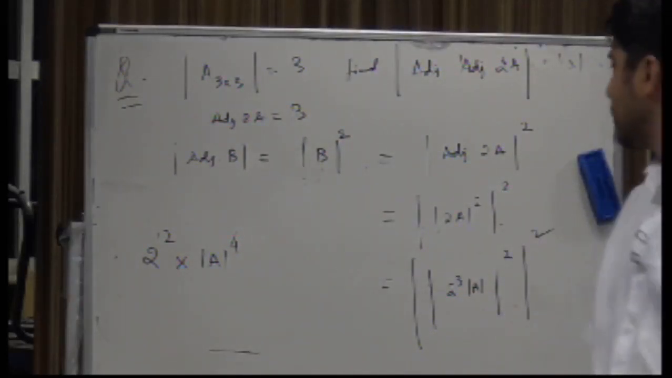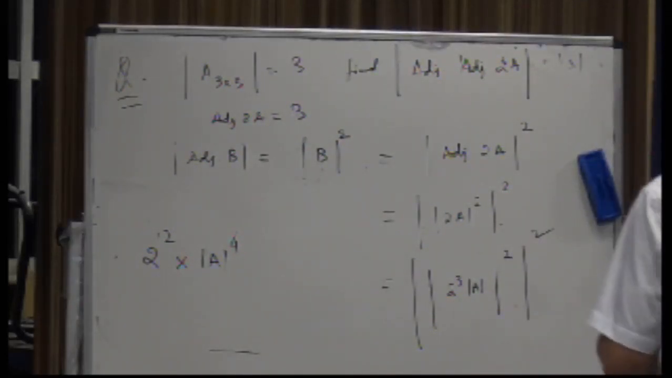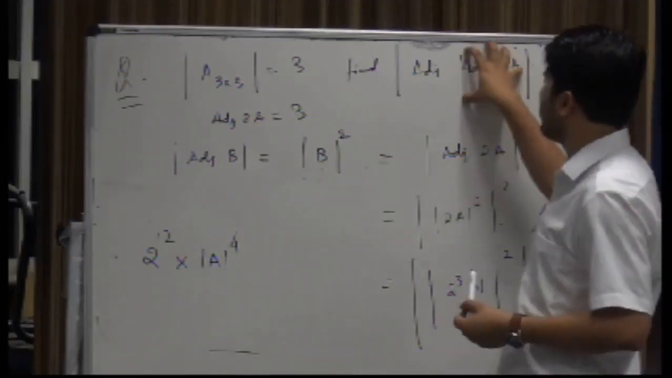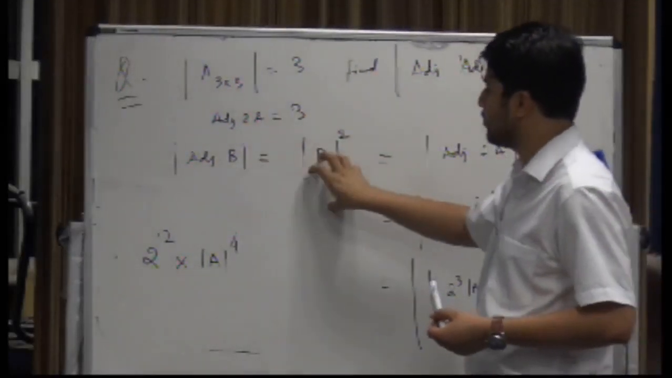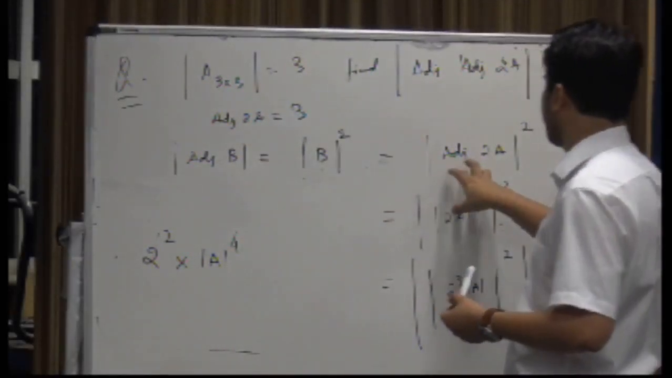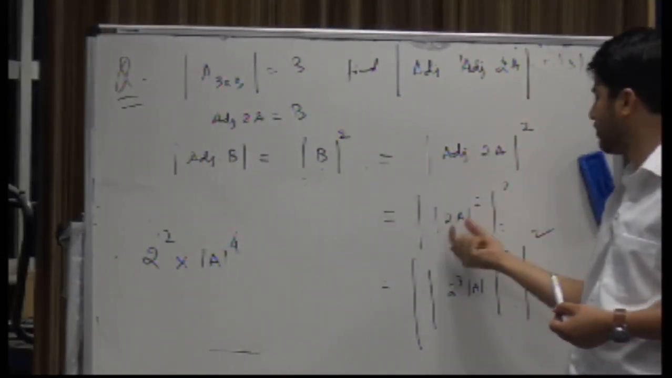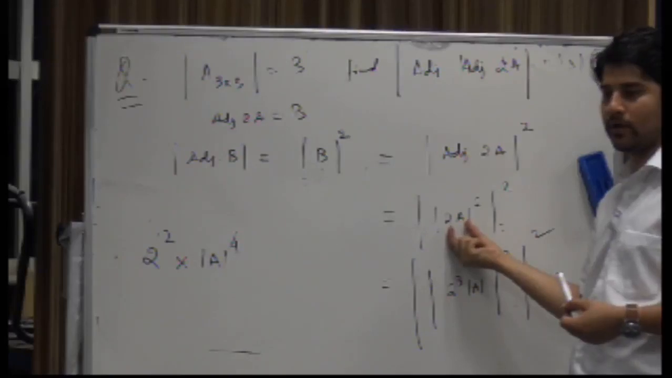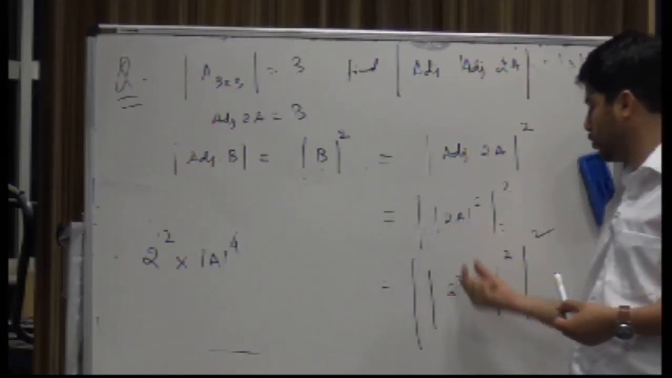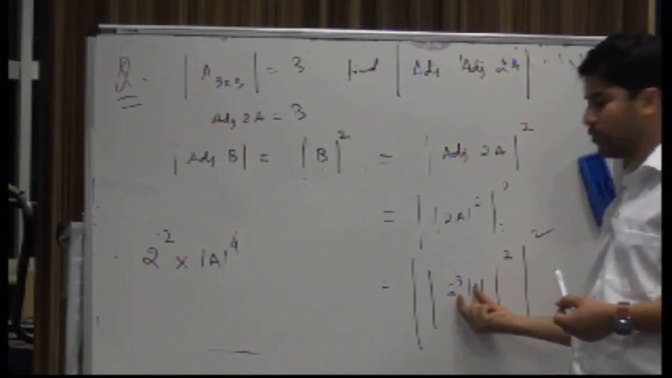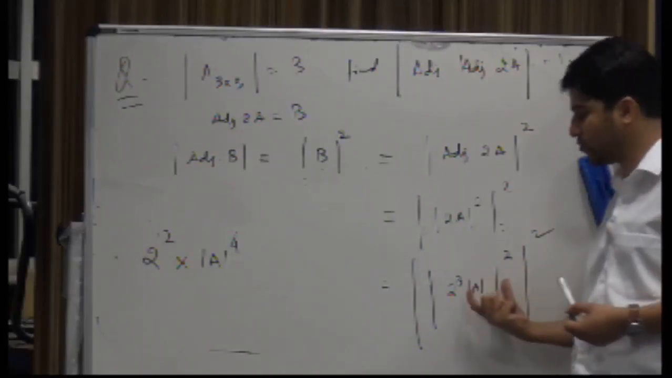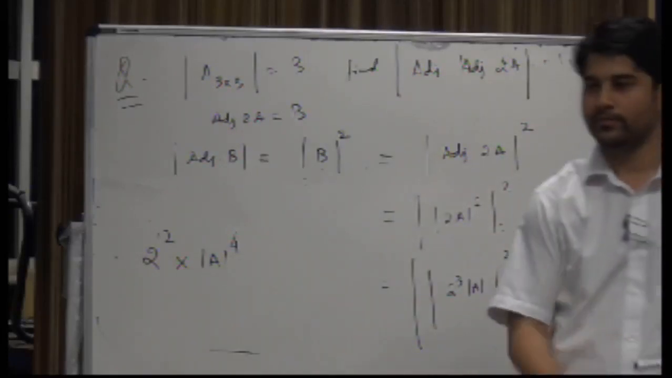Okay. Obviously we have to do it layer by layer. We are considering this matrix B, so this becomes mod det B square. Now putting back adjoint 2A again layer by layer. I'll just remove adjoint, so it will become 2A ka square. And what is 2 det A? That is 2 cube det A. Now 3 2 2, that is 12. 2 into 2, that is 4. Clear?